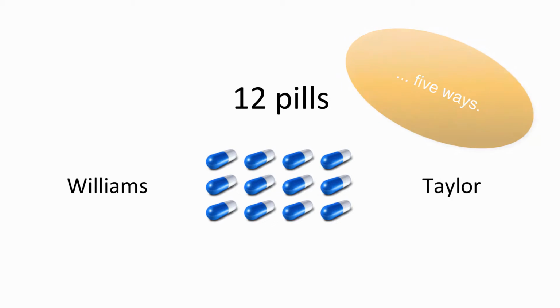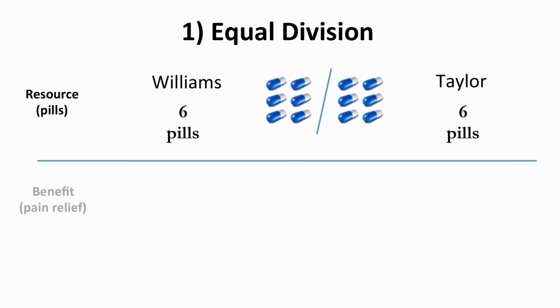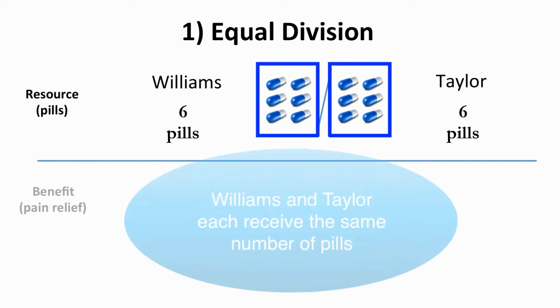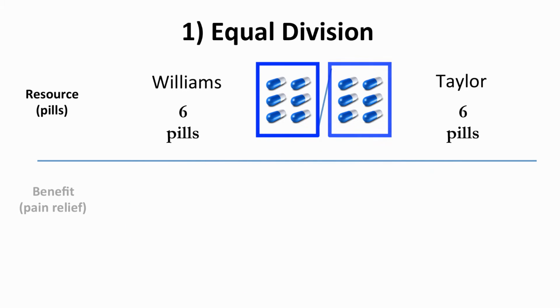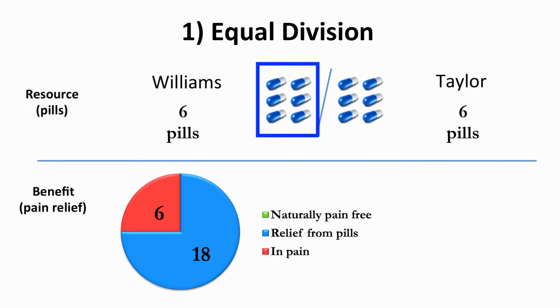Our first way is called equal division. For this, we just divide the pills so that Williams and Taylor each receive half of them. When we divide this way, Williams and Taylor each receive 6 pills. Given their individual characteristics, this is what would happen. Because Williams obtains 3 hours of pain relief per pill, his 6 pills will give him a total of 18 hours of pain relief, which we see here in blue. And because he is naturally in pain 24 hours a day with no pills, he ends up in pain for 6 hours and pain-free for 18 hours each day.